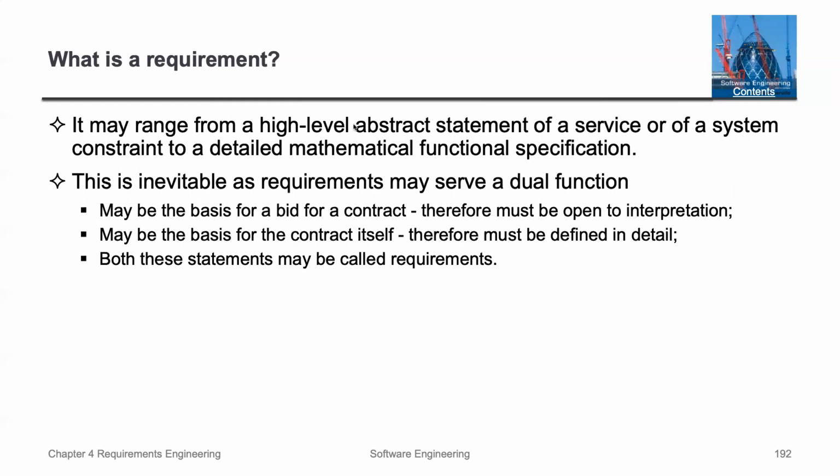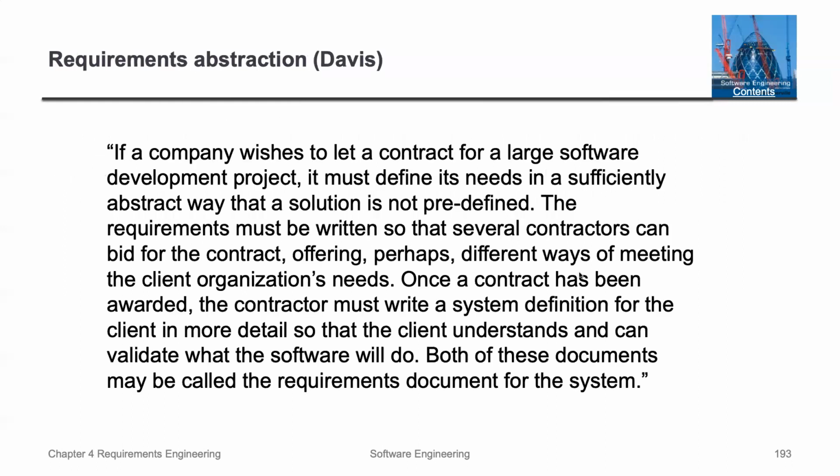It may range from a high-level abstract statement of a service or of a system constraint to a detailed mathematical functional specification. This is inevitable as requirements may serve a dual function. It may be the basis for a bid for a contract, therefore it must be open to interpretation. It may be the basis for the contract itself, that must be defined in detail, but both of these statements may be called requirements. So then we're starting to see some classifications, distinctions that all fall into this general charter.